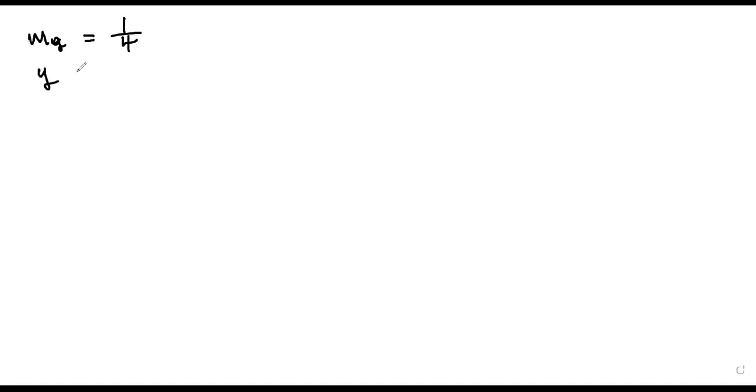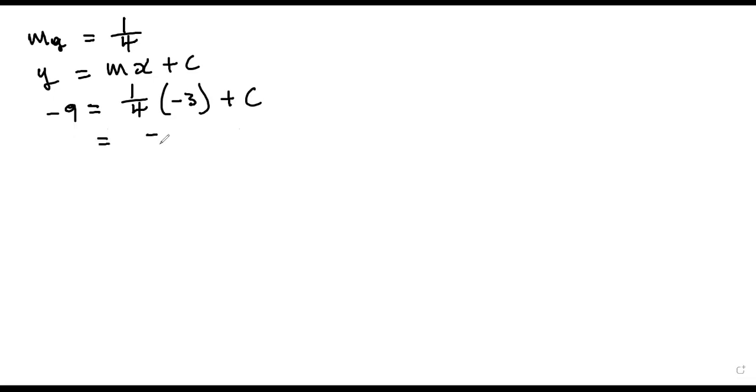But since g is a straight line, we can say y equals mx plus c, or we can say y equals ax plus q, whichever one you prefer. So we know the gradient is 1/4. The x coordinate of K is going to be -3. The y coordinate of K is going to be -9. We are looking for c. It's the only thing we need so that we can have the equation. So here we are going to have -3/4 plus c, which is equal to -9.